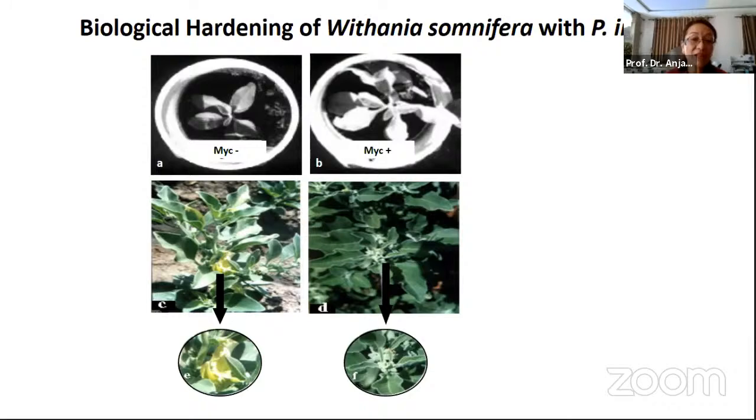flourish. You can see the number of leaves has also increased, and the plant is healthy. While in the non-mycorrhizal plant, you can see a little bit of disease in the leaves. So with this you can see that plants can also be produced as disease-free plants.